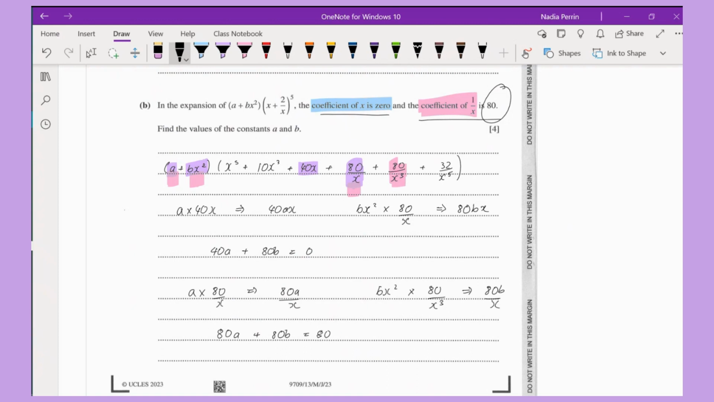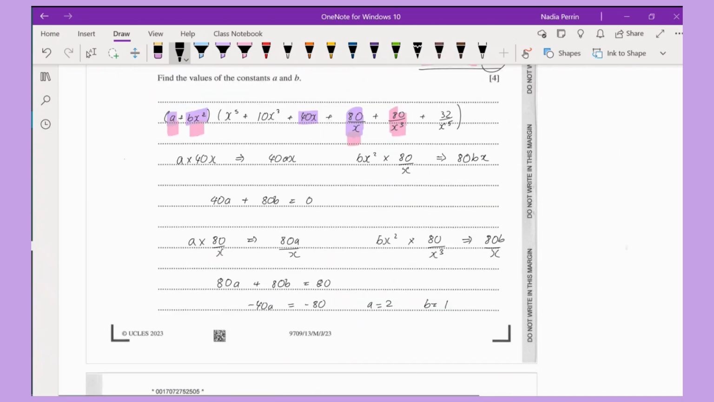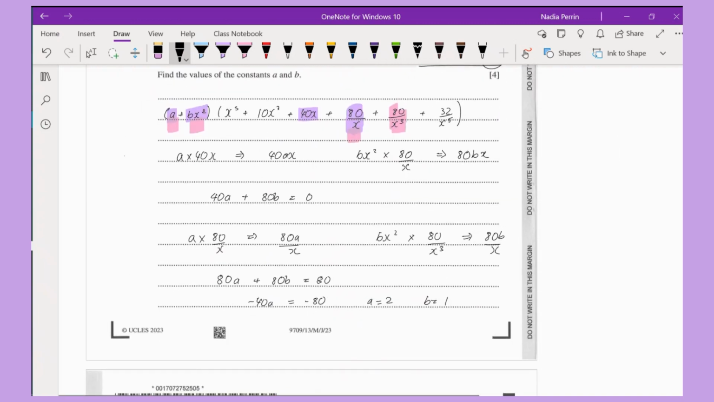Simultaneous equations between these, so you can just do the elimination method. So 40 minus 80 is negative 40a. And then 80 minus 80 is nothing, and 0 minus 80 is negative 80. So a was, of course, 2, and it ended up that b was 1. Didn't actually give that much room for that question, considering it was 4 marks.